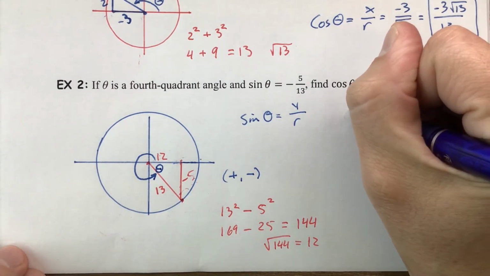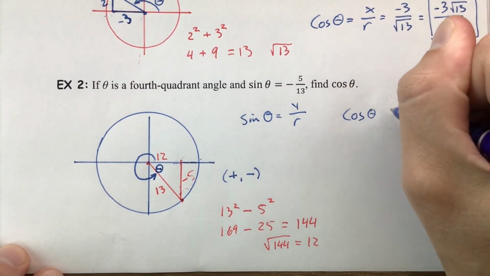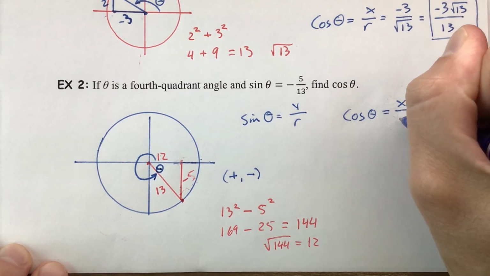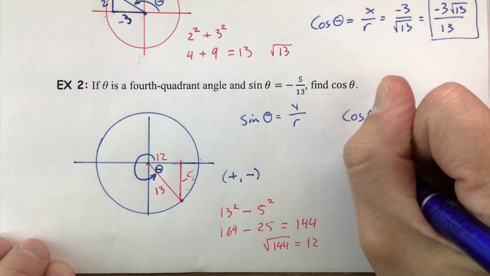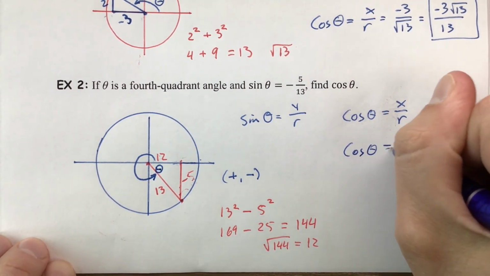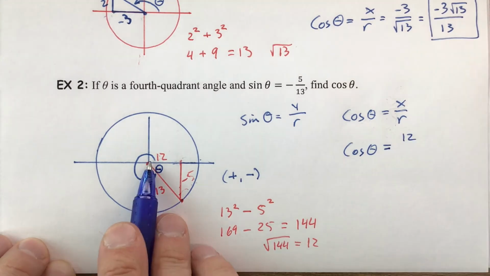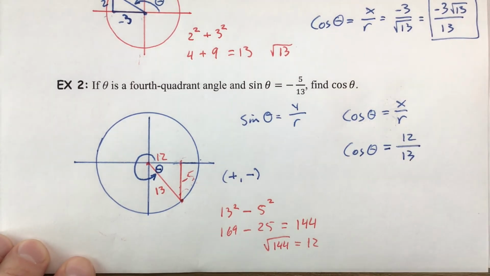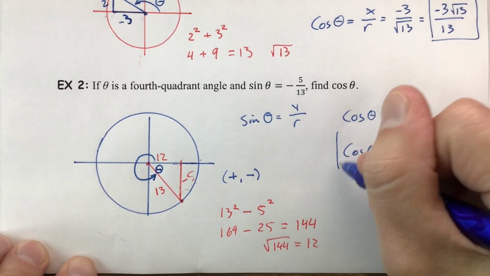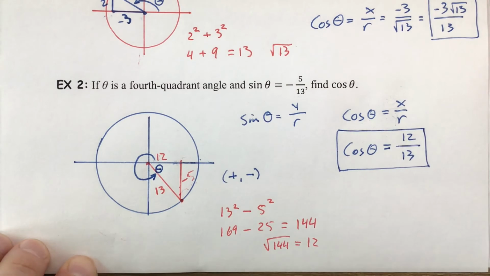All right, so for cosine, what we're going to need to use is the x value divided by the radius. And the x is what we just discovered using the Pythagorean theorem. So the x is going to be 12. It is going to be a positive 12 because you have to go out to the right. So it's going to be 12 over 13, and that's what we're looking for as our answer.